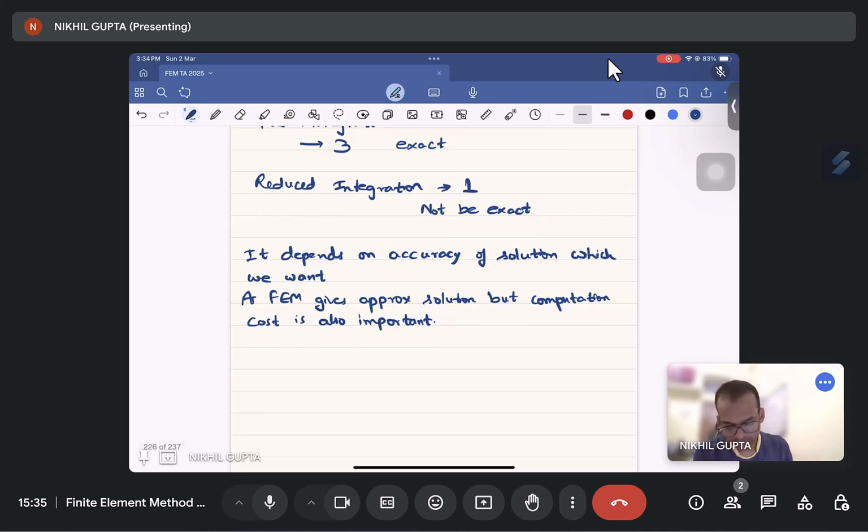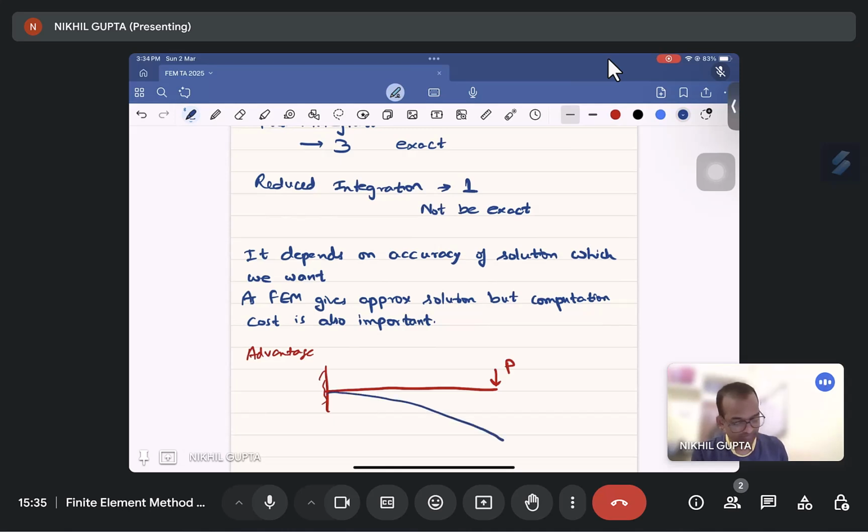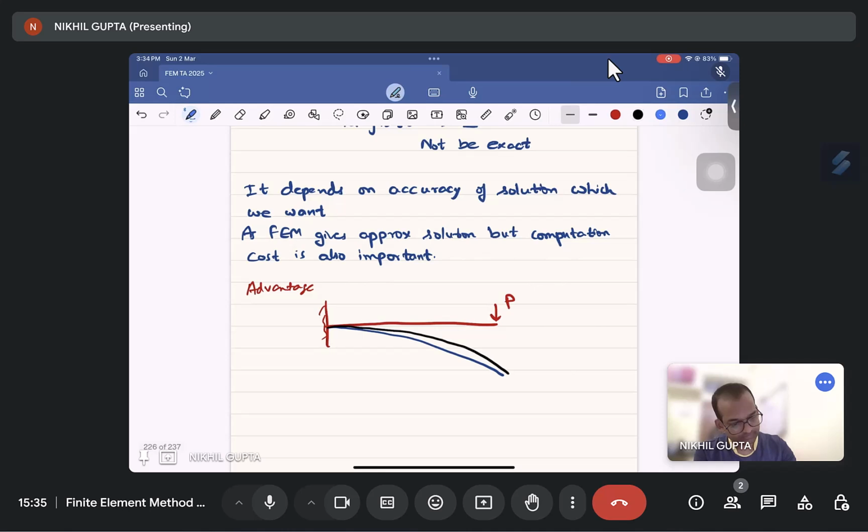Now, another advantage of it is, what happens sometimes if you are doing a cantilever beam, that this P is applied and you see the deflection is something like this, the original deflection. And when you do it with the FEM solution, you get this above. So what is the FEM solution giving?